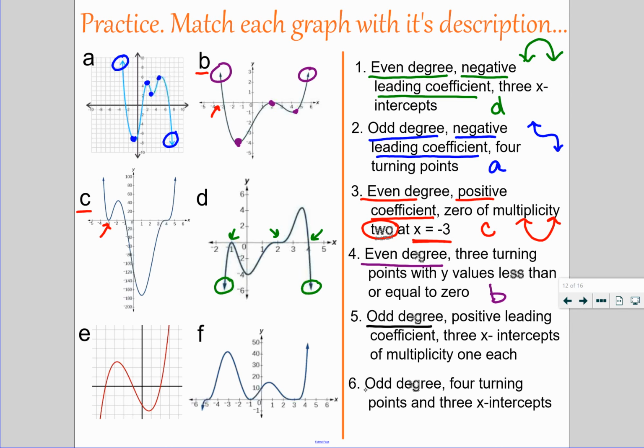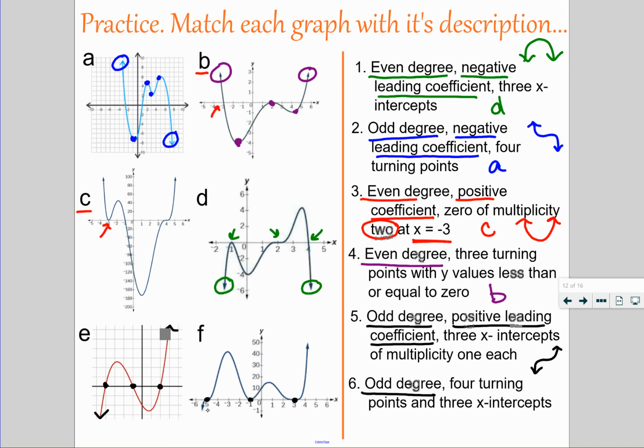Finally, numbers 5 and 6. They're both odd degrees, so that doesn't help us any. Number 5 has a positive leading coefficient, and actually it looks like both of these have a positive leading coefficient because they're going down on the left and up on the right. Number 5 says we want 3 x-intercepts, each of multiplicity 1. So looks like each of them have 3 x-intercepts.